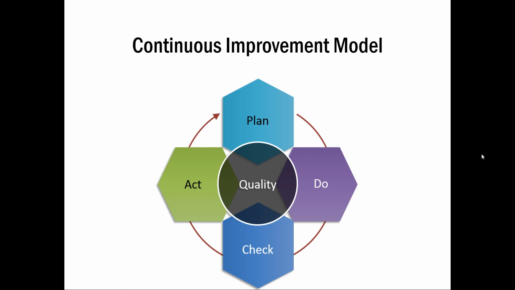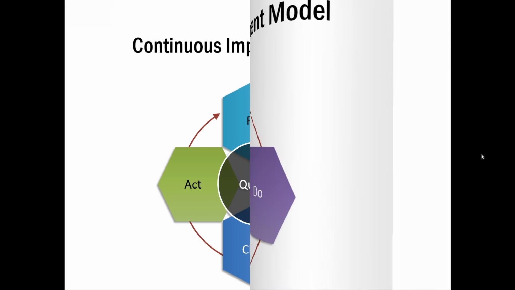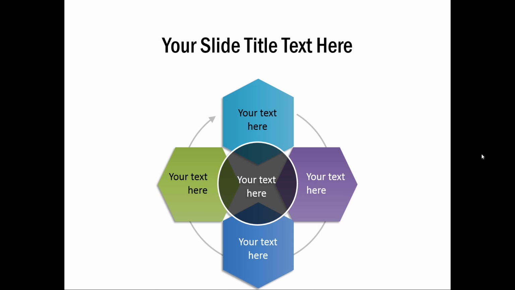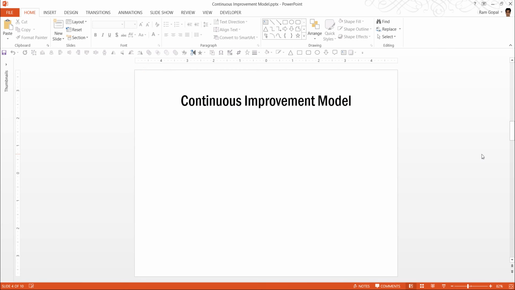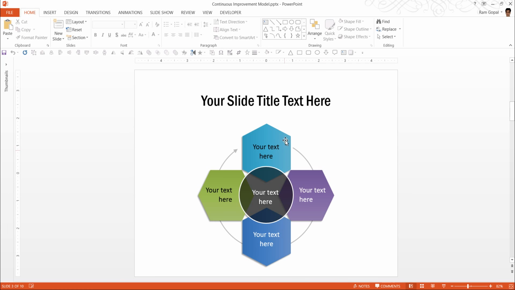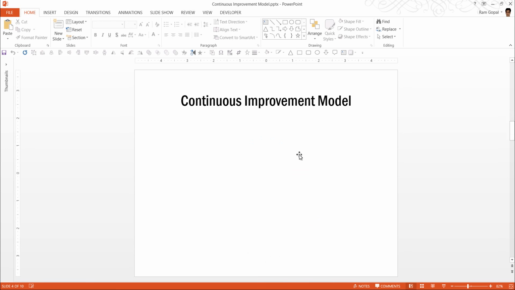Once you know how to create this diagram, you can use this to create any generic diagram which represents four steps in a circular process, etc. Let us see how to create this simple diagram from scratch by going to a new slide. If you observe closely, this diagram is created using hexagon, a circle, and an arc. So those are the three elements that we have used to create this diagram.